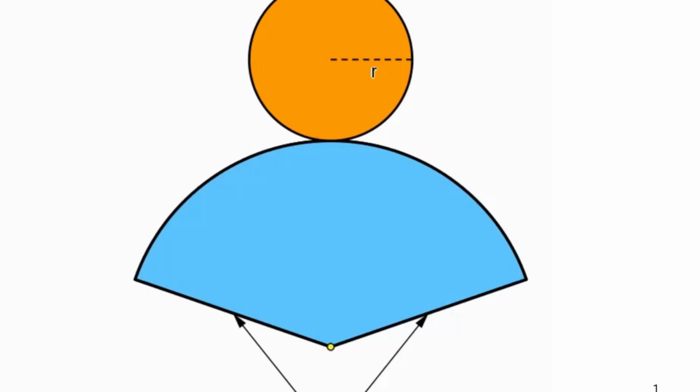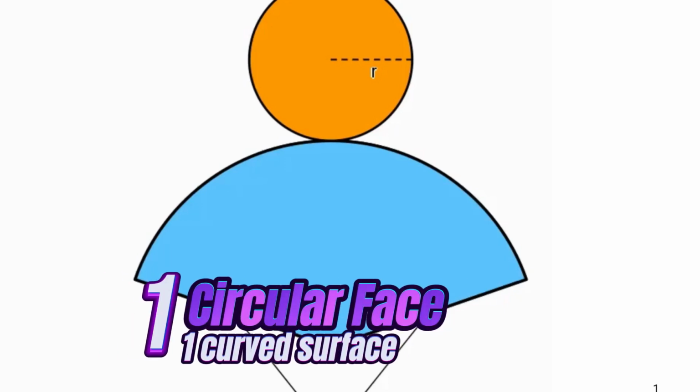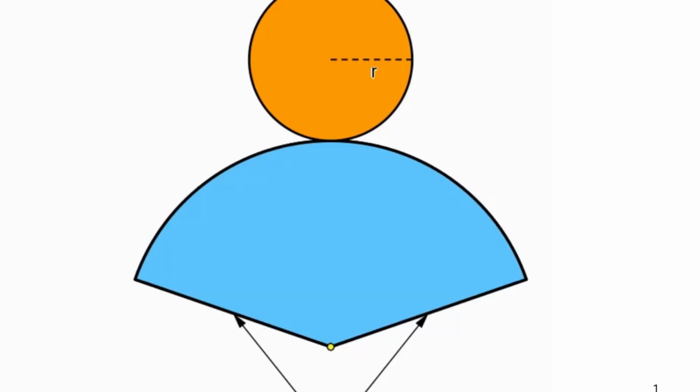All right. What about the face? How many faces does it have? Well, we can see 2. One is a circular face, which we call the circular base, and the other surface is a curved surface. So a cone has one circular face and one curved surface. This curved surface is called a sector.